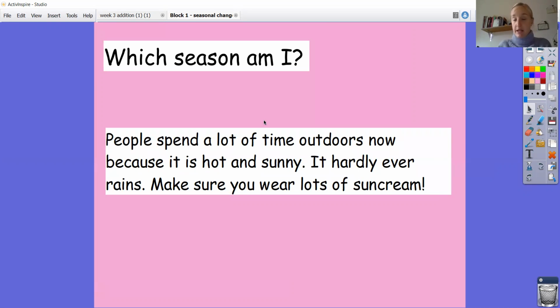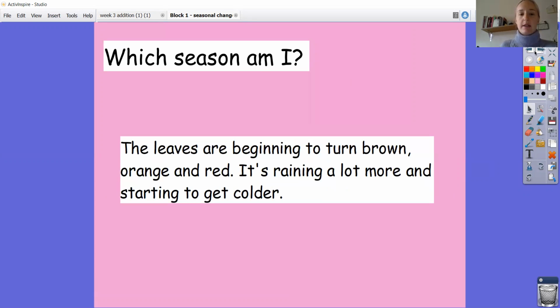Have a look at this one. There's now a different type of year. It says people spend a lot of time outdoors now because it is hot and sunny. It hardly ever rains. You need to make sure you wear lots of sun cream. Which time of year, which season is this then? People spend a lot of time outdoors. It hardly ever rains. You're right, you should have guessed that it was summer. So well done if you got that season correct.